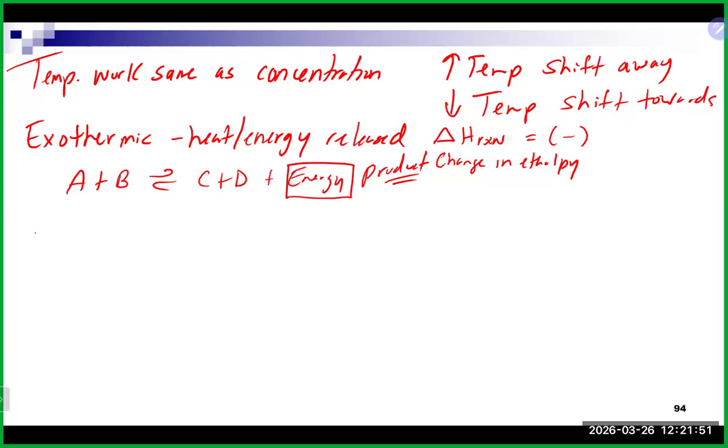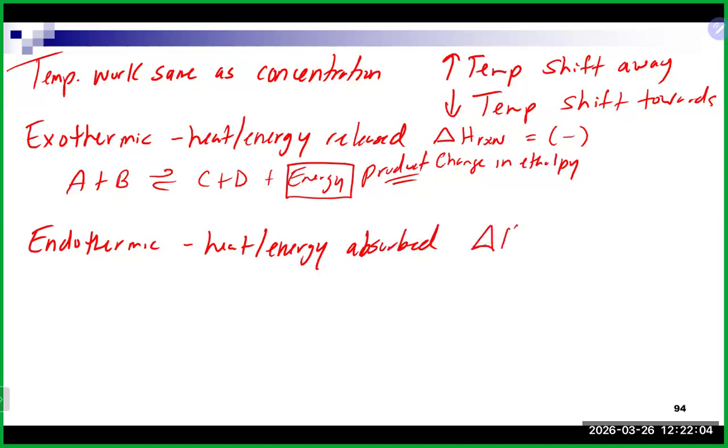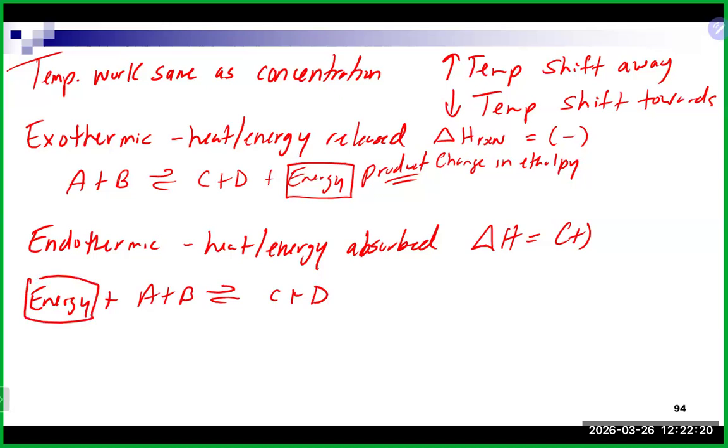And opposite is true here if we're talking endothermic. Obviously, heat and energy is absorbed, and our delta H in this situation is going to be a positive number. And what that means in terms of Le Chatelier's principle is we do think of energy as a reactant and not a product. So we think of it as a reactant. And again, you would have the opposite effect in this case.